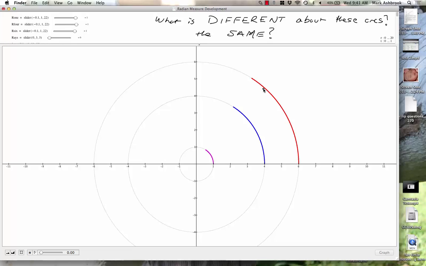Okay, what's the same about those three? Matt? Is there anything that's the same about those three?